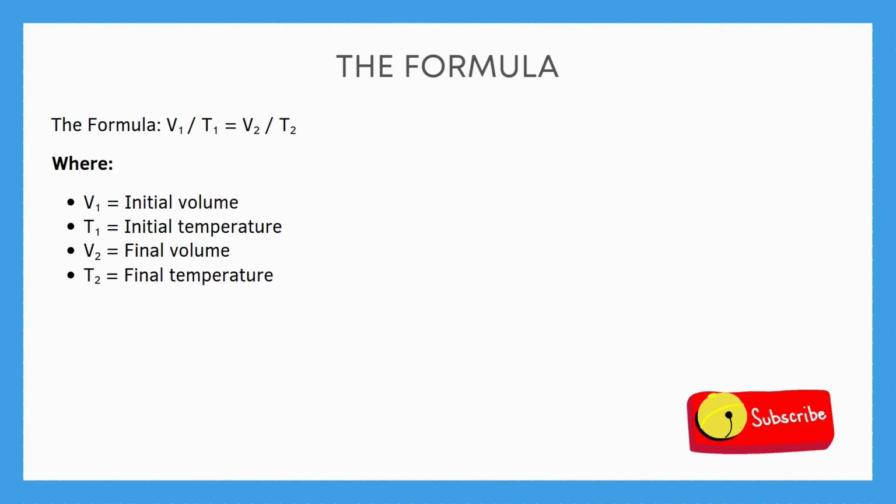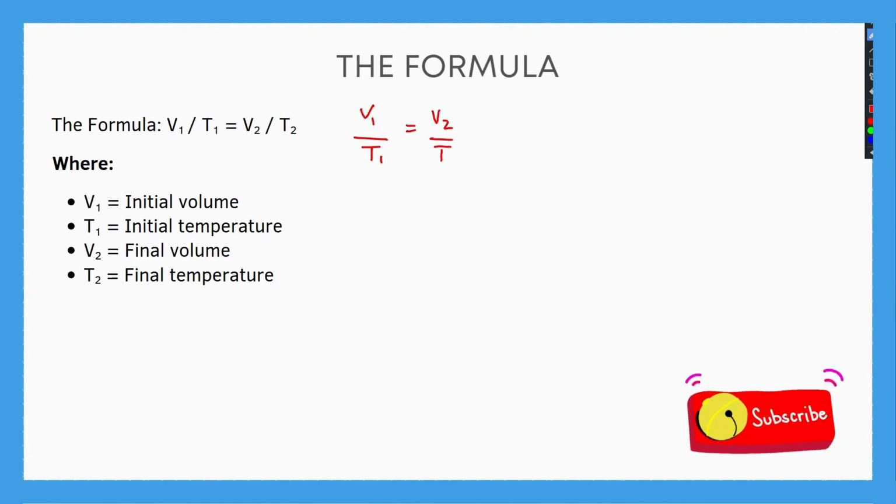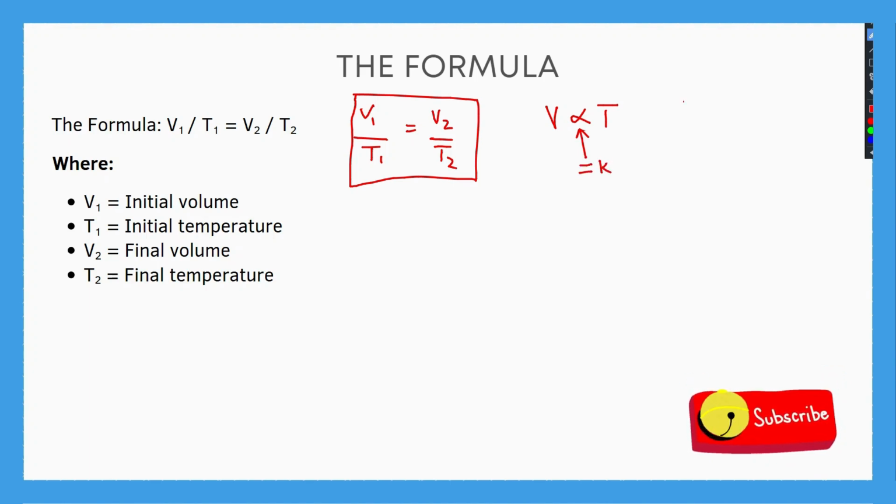So now here is the formula when we're dealing with Charles' law: V1 divided by T1 is equal to V2 divided by T2. Now, how did we come about this formula? I will show you. The statement of Charles' law says that the volume of an amount of gas is directly proportional to its temperature. If we want to convert this sign of proportionality into an equality sign, we need to introduce a constant, K. When we do, it becomes V is equal to KT.